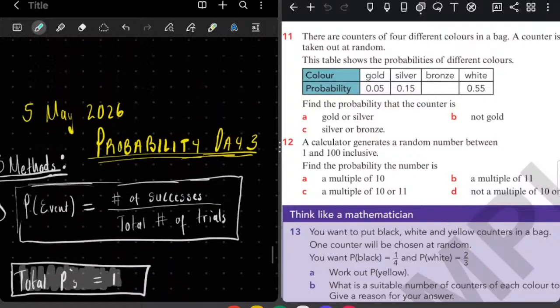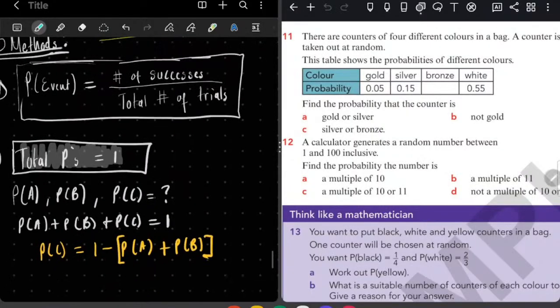Method number 1 says probability is the number. So let's say you have sweets: 5 are red, 3 are green, 4 are yellow. To find the probability of red, you say how many red sweets you have. If you have 5, then divided by the total, maybe the total sweets will be 9. This is how you get probability using the first method: how many do I have of that divided by the total. Don't forget.